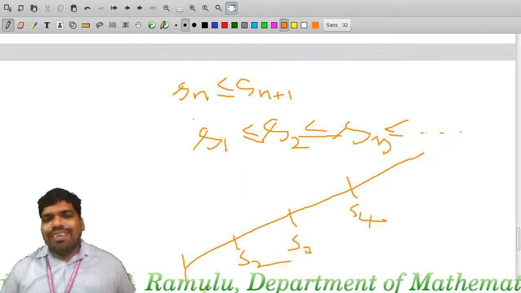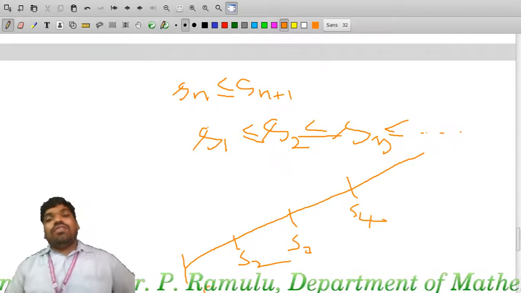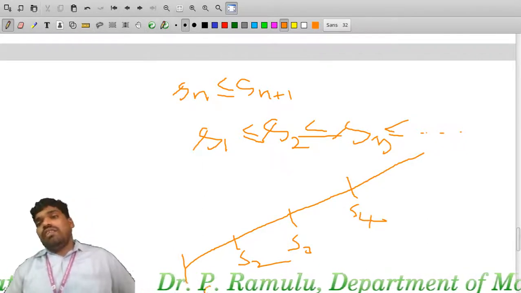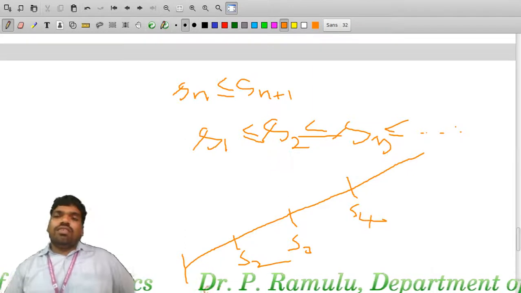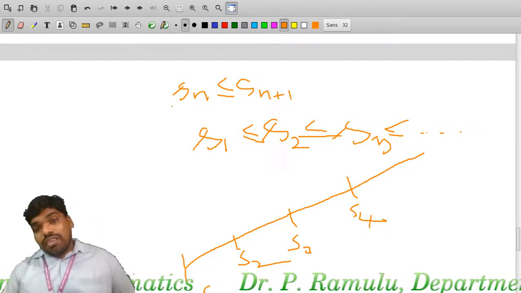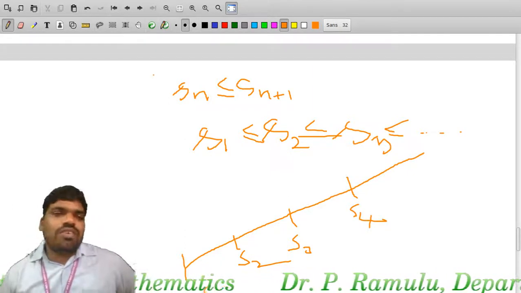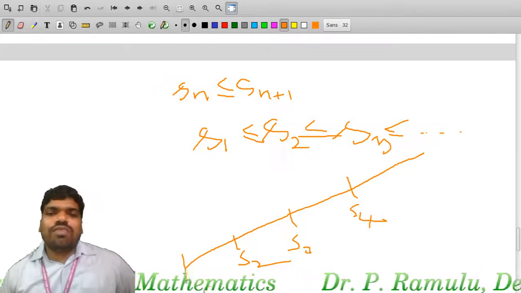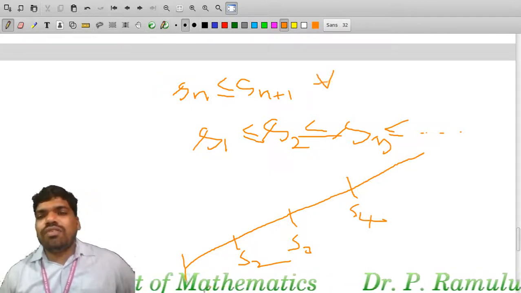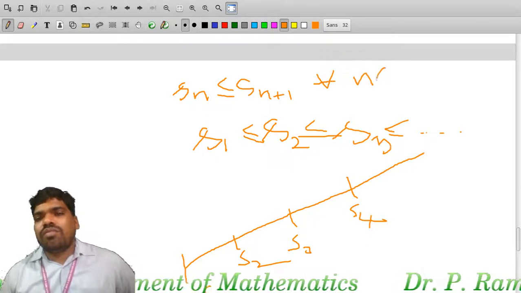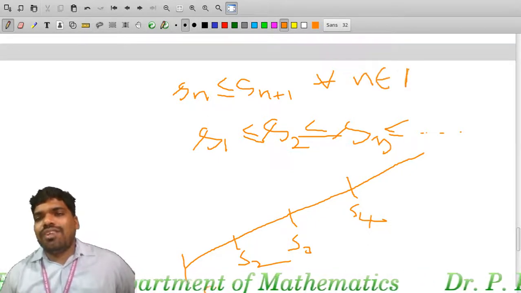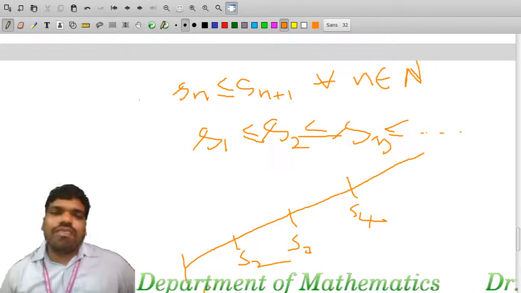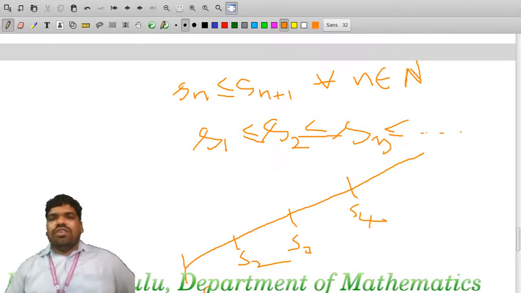Okay, we may define it in another way, right? A sequence Sn is said to be increasing, S1 less than S2 less than S3 and so on, Sn less than Sn plus 1, or you simply say a sequence Sn is said to be increasing if Sn is less than Sn plus 1 for all n belonging to N, the natural number set N. You may define like this or like this. You might define another way also.